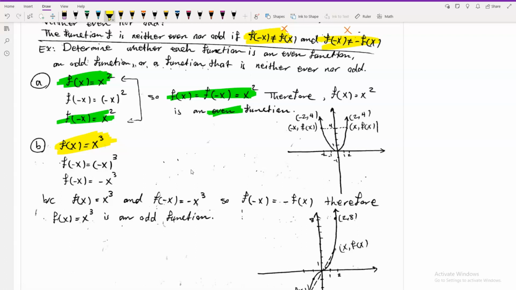f of negative x is equal to negative times x to the third power. So what we have here, f of x is x cubed, but f of negative x is equal to negative x to the third power. So this means f of negative x is equal to negative times f of x, because this x cubed is what we had here. This is f of x, but here we have this negative sign, so that is negative times f of x. So that's how we have this part. Therefore, our function is an odd function.